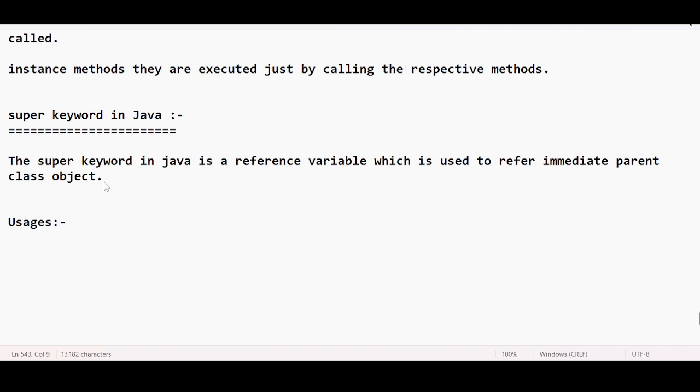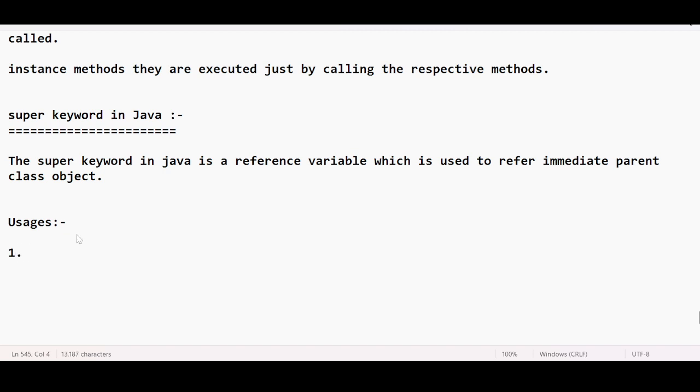Sir, what does it really mean? I have just mentioned that the super keyword in Java is a reference variable which is used to refer to the immediate parent class object. I will explain it and give you the complete justification for this. But let us talk about the usages also. Let us complete the theory part: where you can use this super keyword.